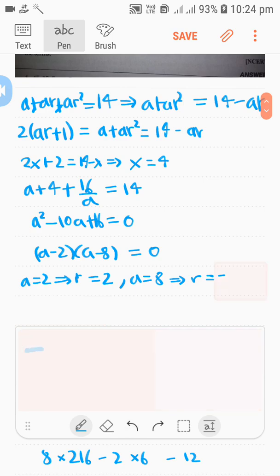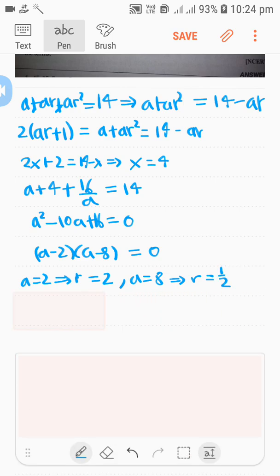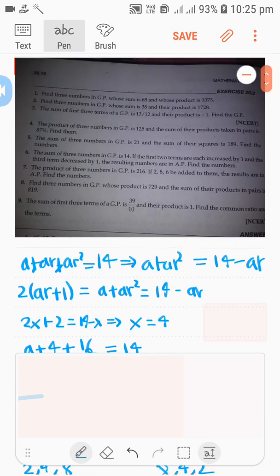R is equal to half. Okay, cool. So let's just generate that GP right now. If A is 2 and R is 2, you just get 2, 4 and 8. If A is 8 and R is half, you just get 8, 4 and 2. Same stuff, right? Same 3 numbers. Okay, let's move on.